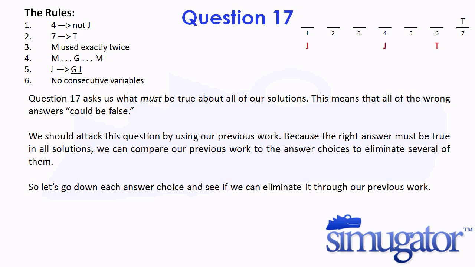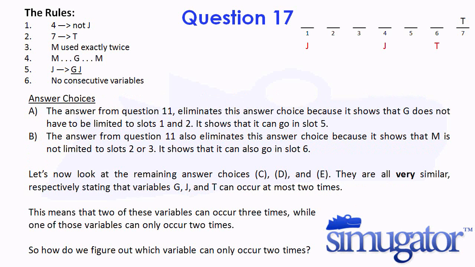Question 17 asks us what must be true of all our solutions. This means that all the wrong answers could be false. We should attack this question by using our previous work. Because the right answer must be true in all solutions, we can compare our previous work to the answer choices to eliminate several of them. So let's go down each answer choice to see if we can eliminate it through our previous work.